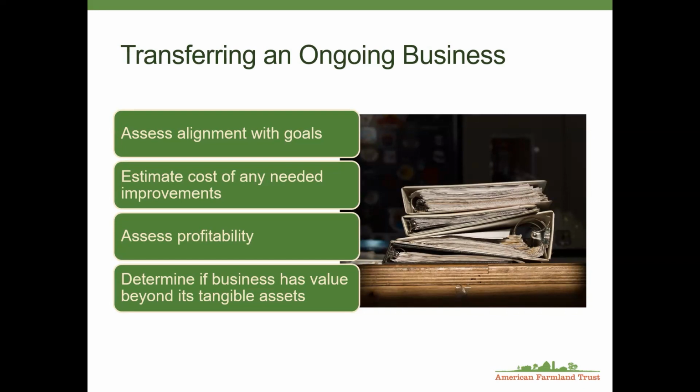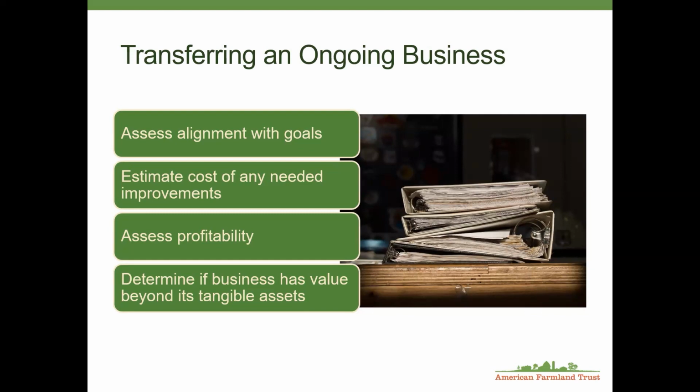Does the business have value beyond the tangible assets? This is unusual, but possible. An example is a profitable retail garden center with an established customer base, skilled employees, and a known brand name. In this case, the intangible assets of the business contribute value over and above the value of the tangible assets because it is a profitable business, which the new owners can continue in its present form.